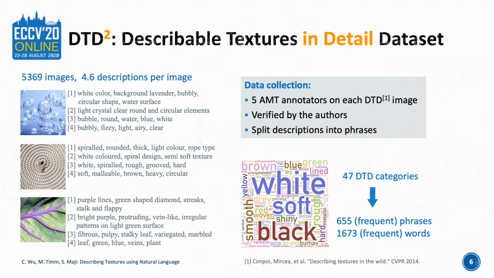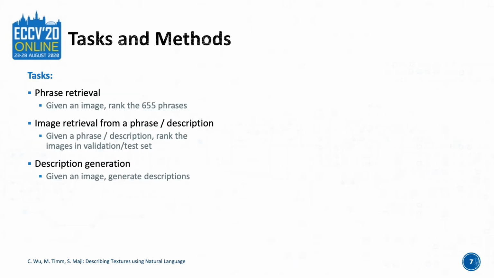We have over 5,000 images, each with at least 3 descriptions, and also a set of phrases parsed from the descriptions. As shown in the phrase cloud, we have over 600 frequent phrases, while the original DTD dataset only has 47 class labels. We dramatically expand the vocabulary used to describe textures. On the collected dataset, we study 3 tasks: retrieve phrases based on the input texture image, retrieve images based on the input phrase or description, and generate descriptions from an input image.